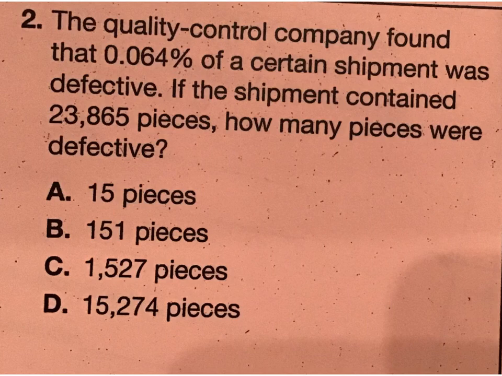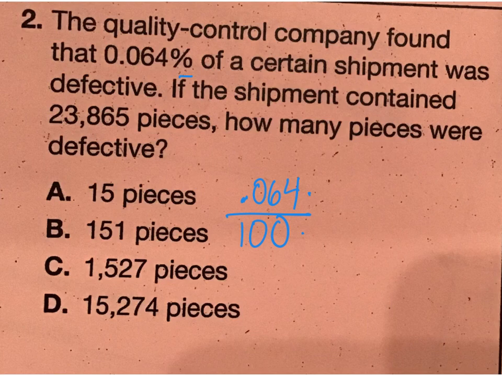Okay, on question 2 here on page 3, it says the quality control company found that 0.064% of a certain shipment was defective. If the shipment contained 23,865 pieces, how many pieces were defective? So hopefully I remember how to solve percent questions. When you do a percent, it's this number, 0.064, out of, we all know that percent means out of 100. So that's how many pieces out of 100 are defective.